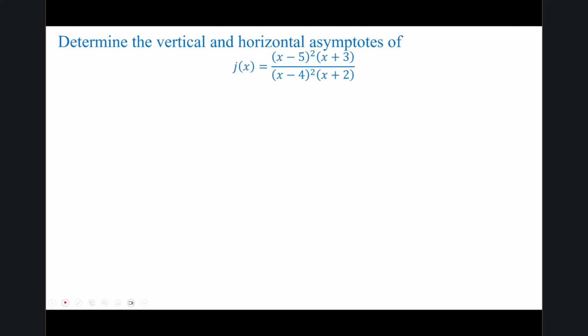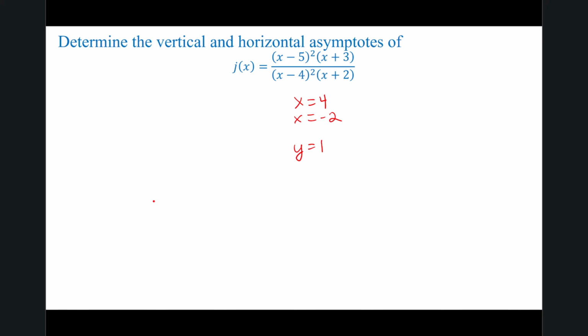Next, let's find the asymptotes. So the vertical asymptotes come from the denominator. We have x equals 4 and x equals negative 2. And our horizontal asymptote ends up being y equals 1 because the numerator and denominator have the same degree. They both have degree 3. And the leading coefficients are 1 over 1.